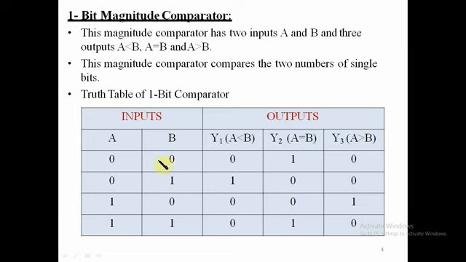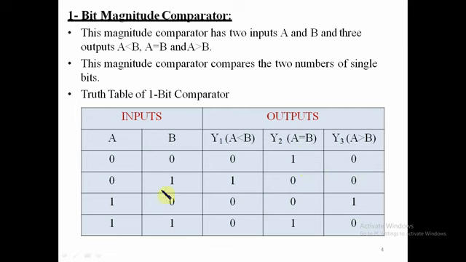Okay, now we start the comparison. For example, a is 0 and b is 0, so a and b have the same value, which means a equal to b. Hence the output generated is 1, meaning high, for the a equal to b output, and the remaining outputs are 0.